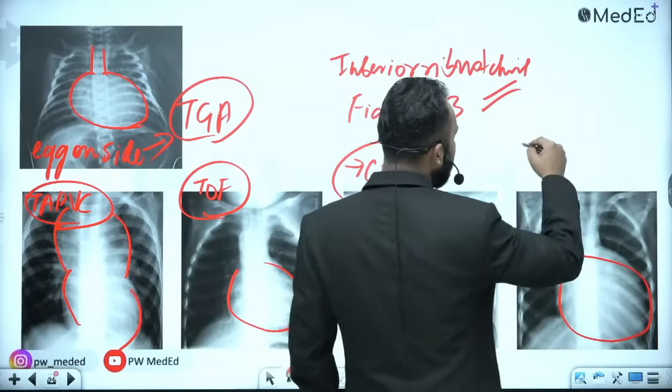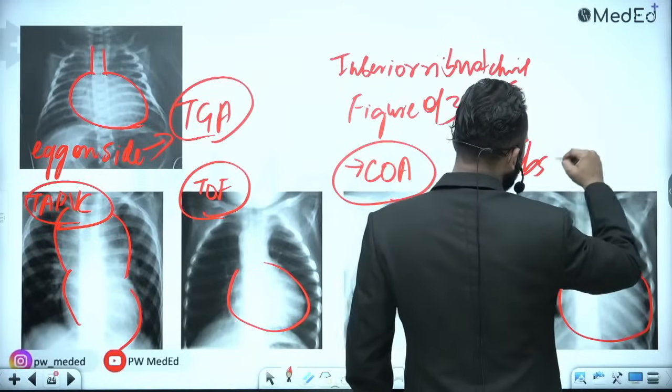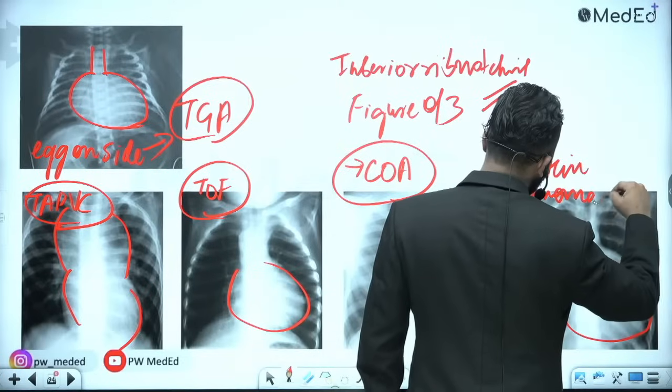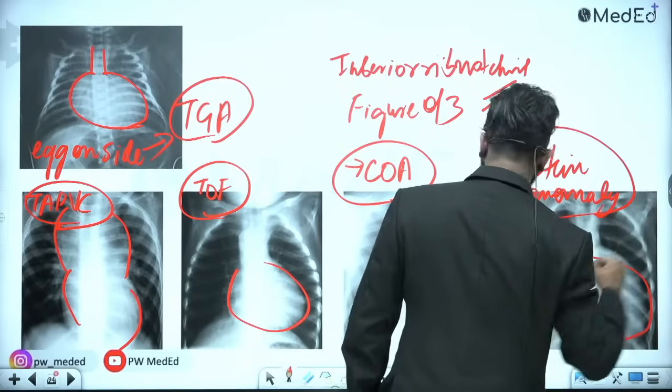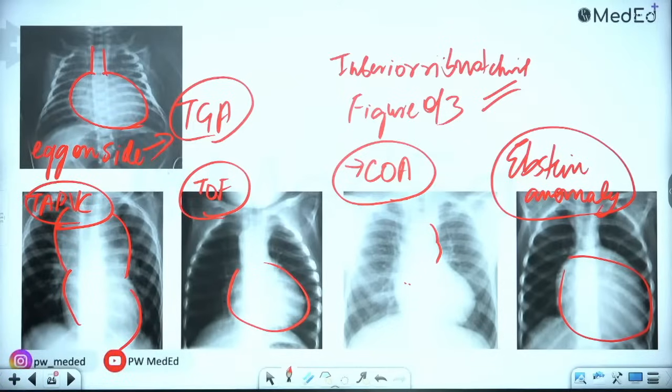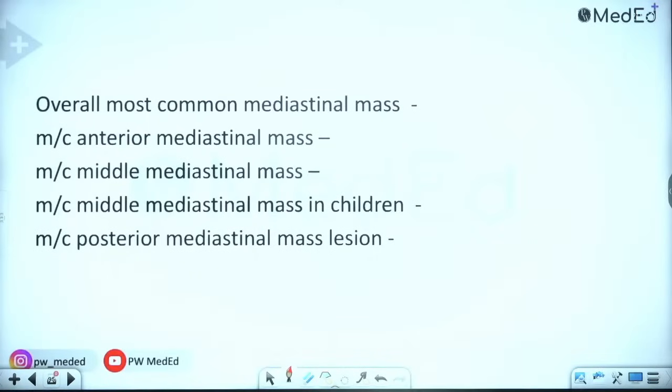And the box shaped heart, this is seen in Ebstein anomaly. Box shaped heart is seen in Ebstein anomaly. Right? Clear with all the appearances of the congenital heart diseases, right?